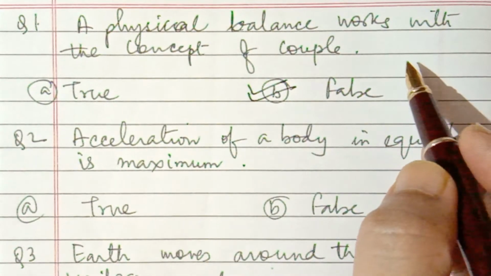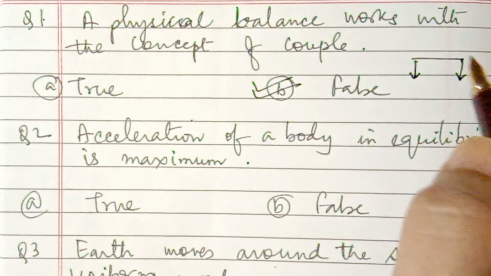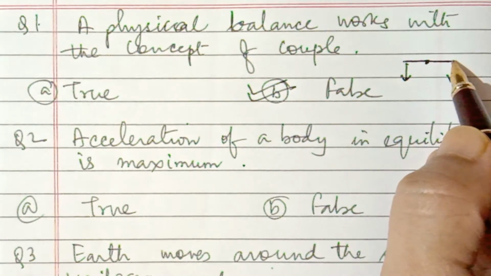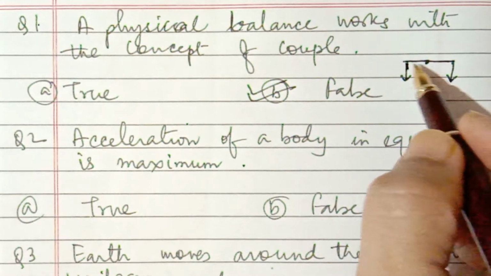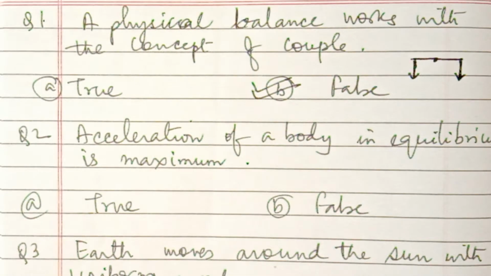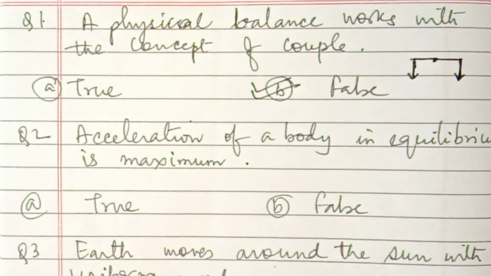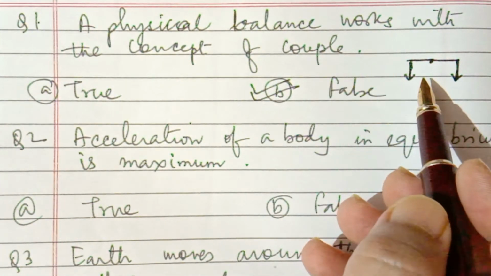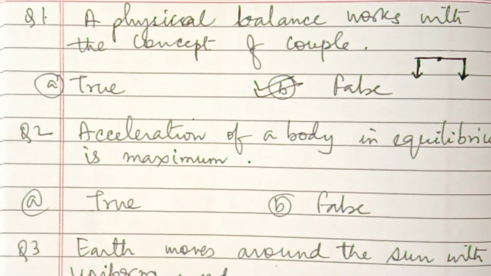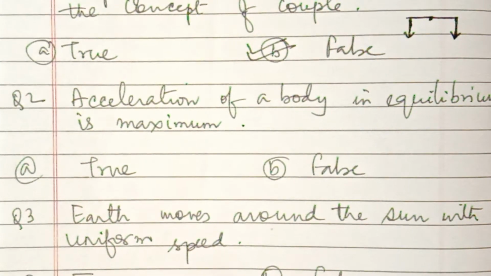Okay, so in the physical balance, two forces act in the same direction. So this is not the example of couple. In the couple, two forces act in the opposite direction, at different lines of action. So here, two forces are acting at different lines of action, but they are in the same direction. So this is not working with the concept of moment of couple. So this is false.